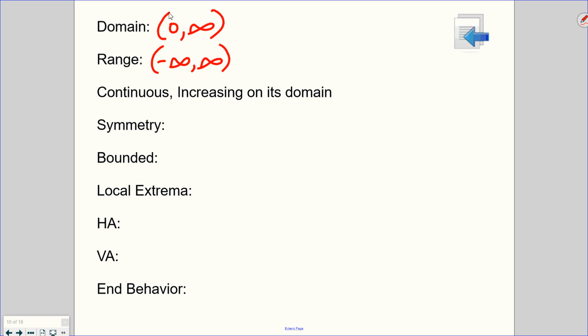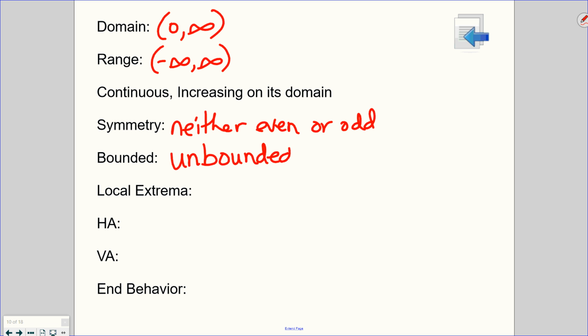We know that it's continuous. We know it increases everywhere on its domain. It doesn't have any symmetry. It's neither even or odd. It is bounded neither place because it goes 0 to infinity, not on the domain, but the range is minus infinity to infinity, so it's unbounded.